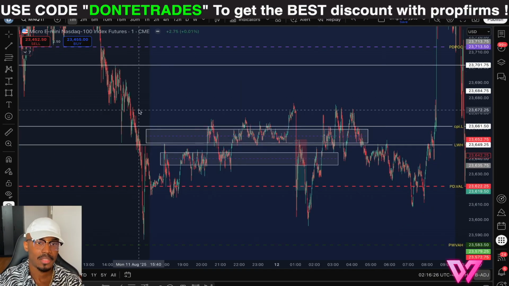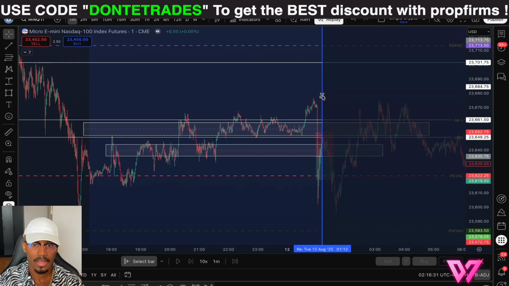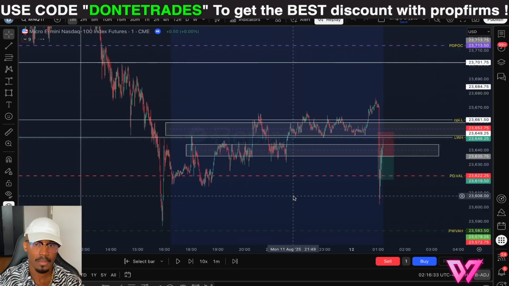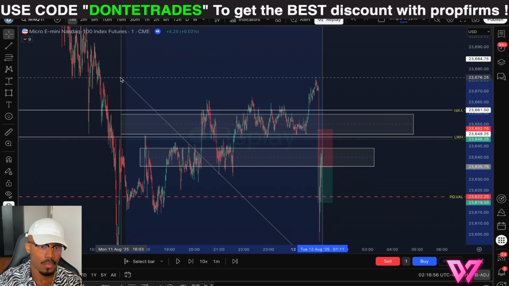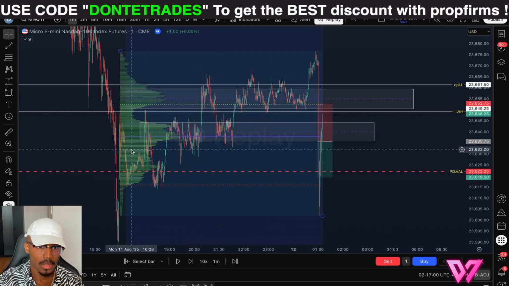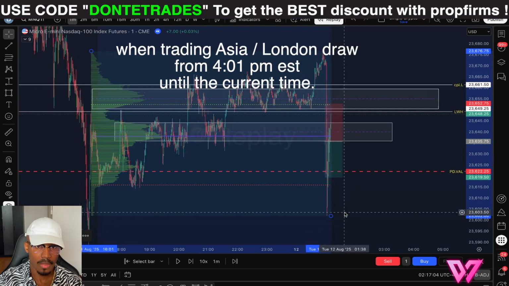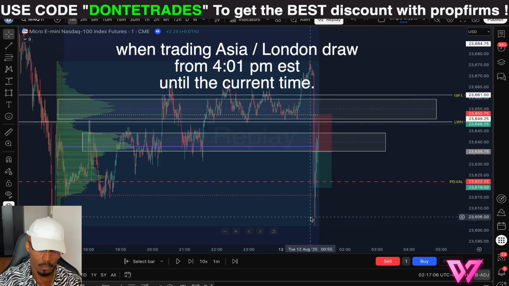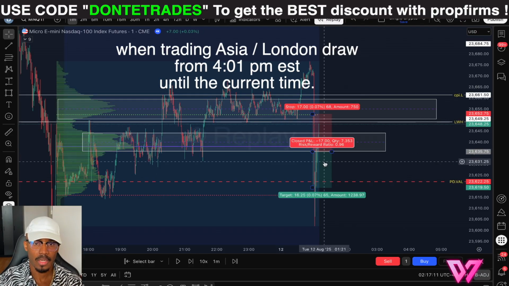And because I trade London, I draw this from, and let me actually replay this a little bit so you guys can actually see what I was looking for in real time. So as you can see here, I drew this volume profile from 4:01. Let's actually make sure this is correct, 4:01 p.m. And then I drew it to match the current time frame. So 4:01 p.m. overnight when I'm trading London to the current session.